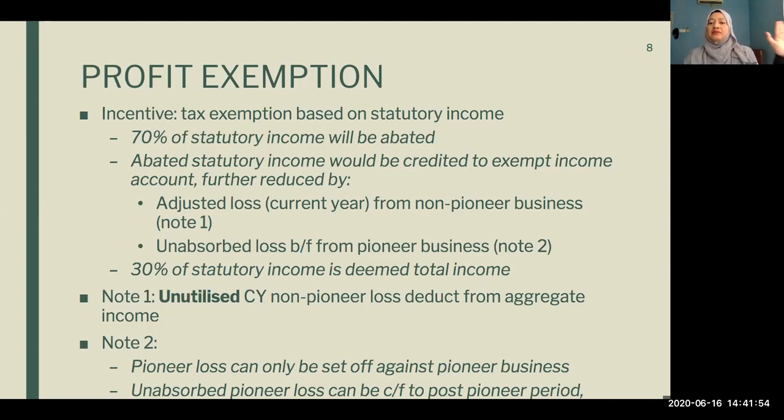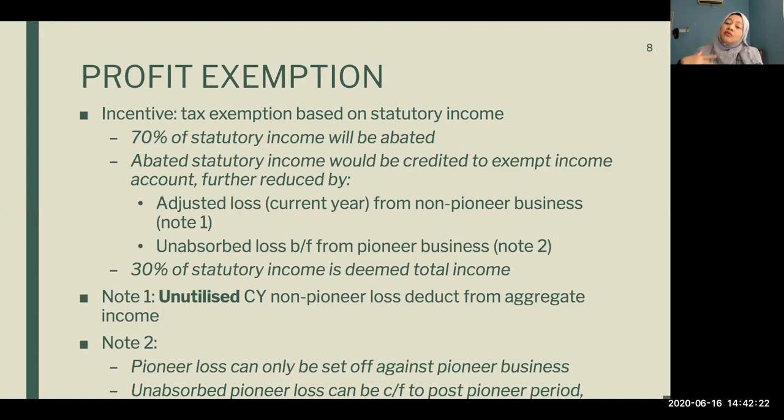But this amount, 70%, is not final. That's why you say it's not exempted 70%, it's only abated 70%. The amount which is actually exempted, that goes into your exempt account, is reduced by your current year adjusted loss from non-pioneer business. So what do you mean by non-pioneer business? Remember just now I talked about the pre-pioneer period? That is a non-pioneer period.